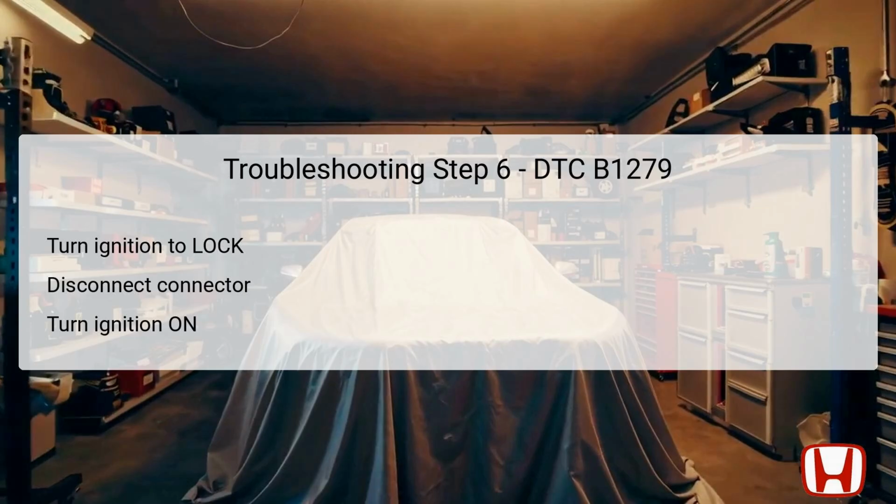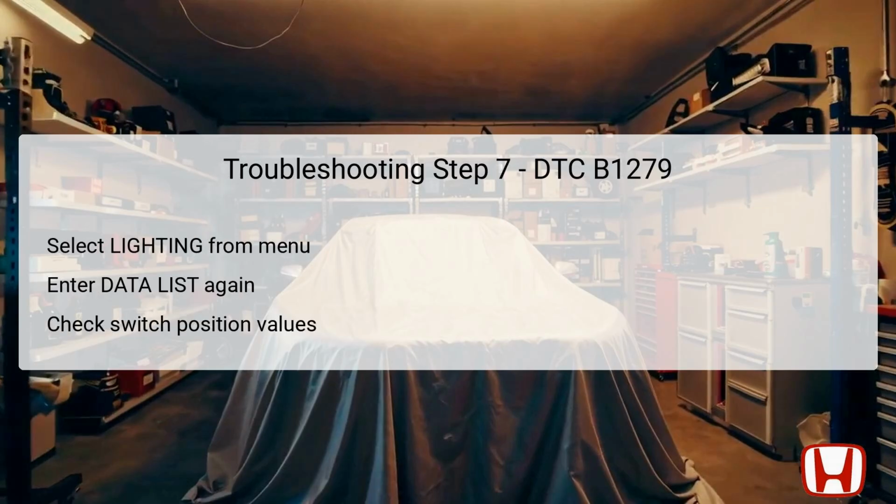After the connector has been removed, turn the ignition switch back to the on position. This action prepares the system for the next evaluation, ensuring that the testing environment is controlled and straightforward to identify any faults. At this juncture, select lighting again from the Body Electrical System Select menu in the HDS and enter the data list once more. This repeated evaluation is crucial to confirm that the combination light switch is functioning correctly after disconnecting it from the harness.